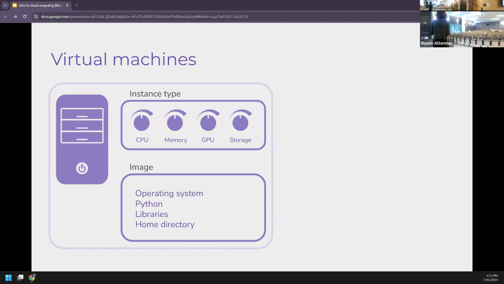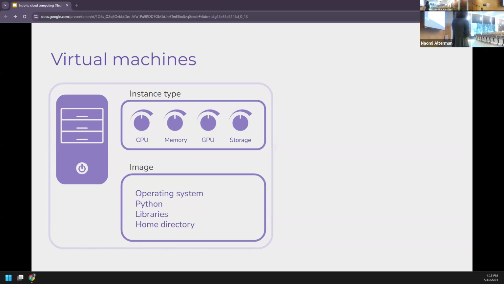This is sort of like the stock stuff that's on your MacBook when you first open it up. You can think like you have Apple Music on there, you have Apple Calendar, maybe you have a photo viewer, but you don't have Spotify. And so you need to go and download Spotify. The image is everything that's installed when you first turn the computer on.